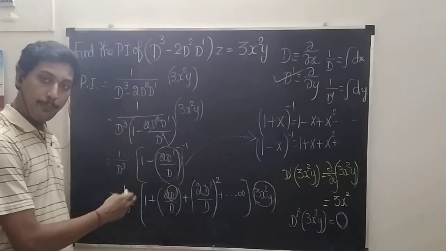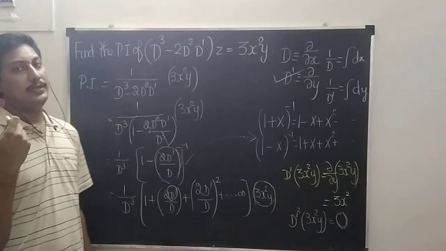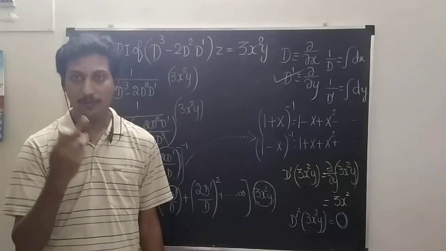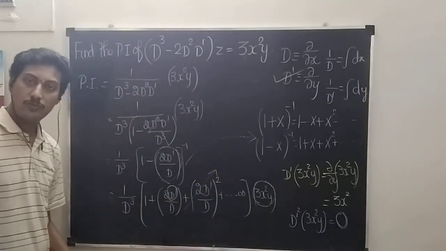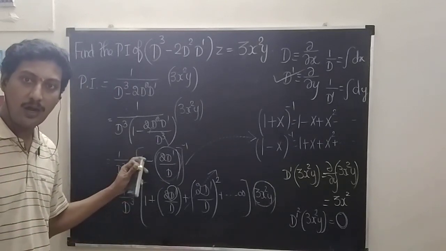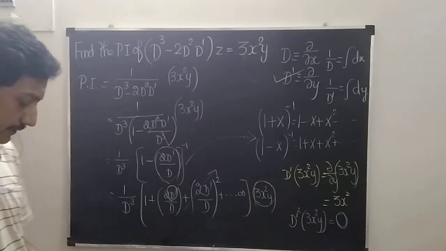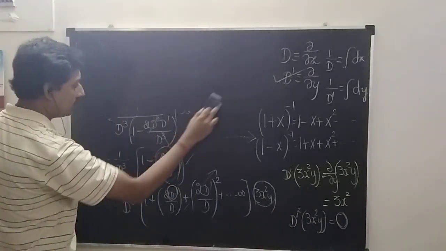Let us see the numerator operator D dash. D dash represents the variable y. So let us see the power or degree of the y variable: 1. So it is maximum D dash power 1 only. From D dash square onwards it is 0, so after that all the higher order terms become 0. So I can simply omit those higher order terms.